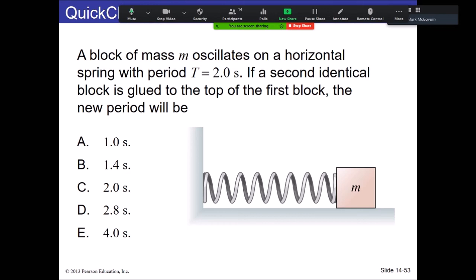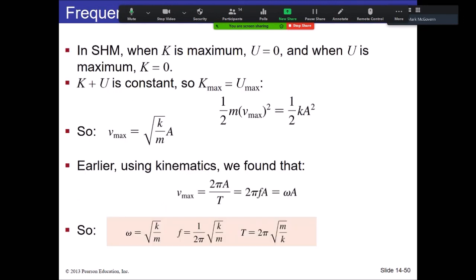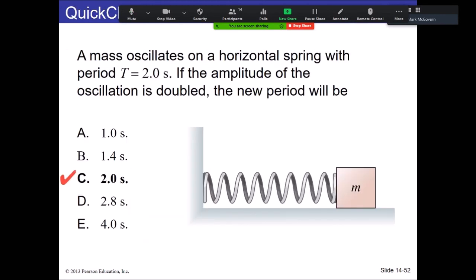If we double the mass, that should make the period go up. And if you go back to the equation there, we see that the period varies as radical m. So if we double the mass, the period would increase by a factor of radical 2, which is 1.4. 1.4 times 2, 2.8. Great.